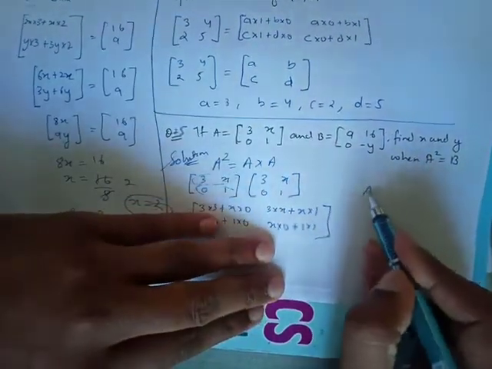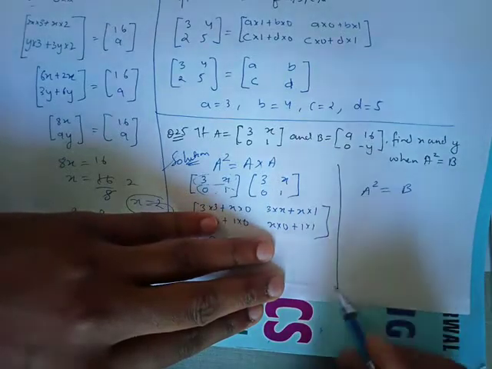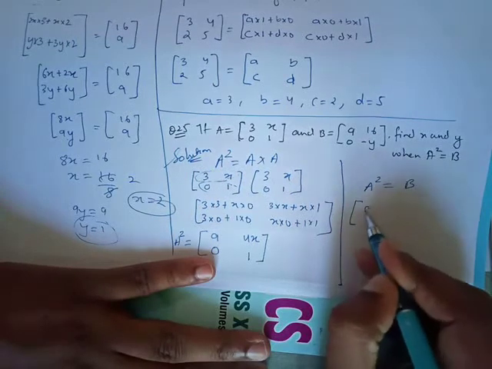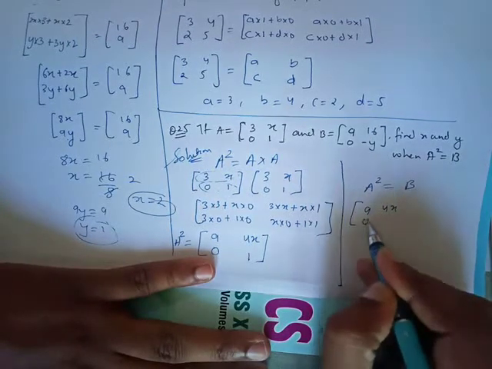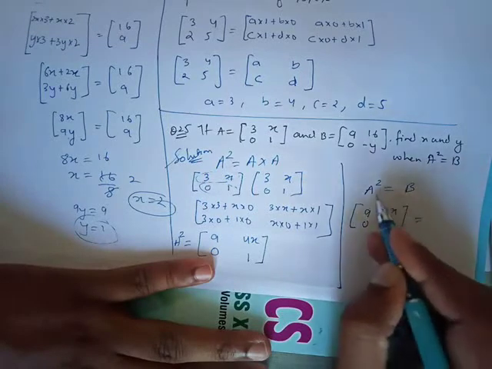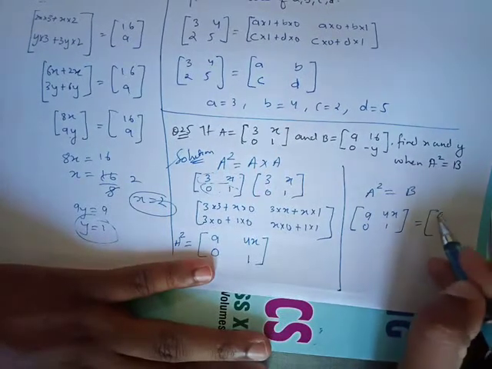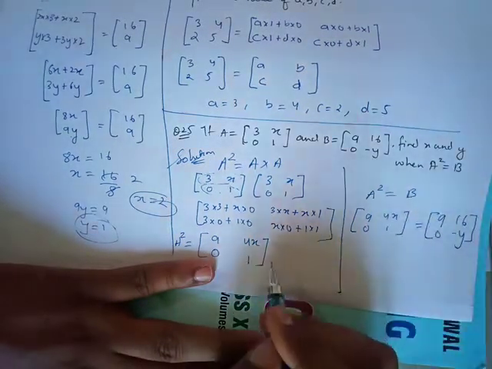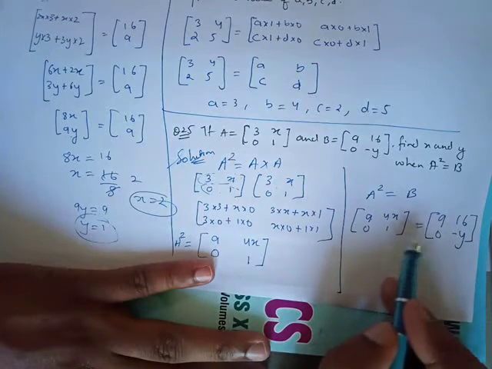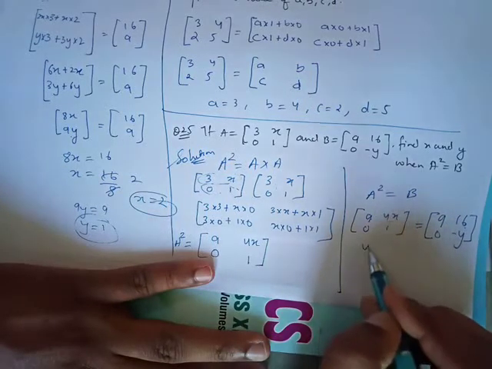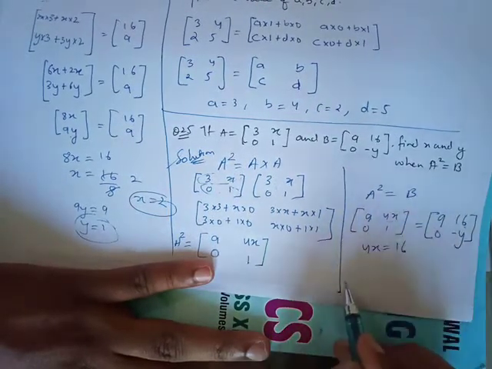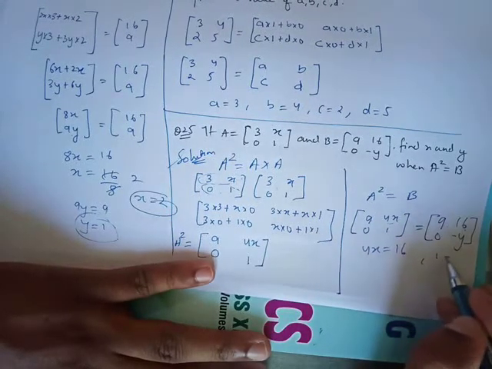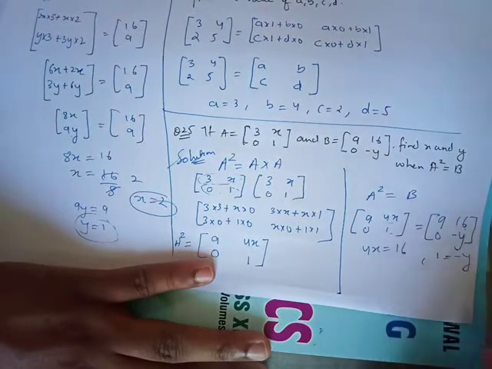So I'm going to keep a square equals to b. What is a? 9, 4x, 0, 1 equals to, this is the value of a square that I've written. What is the value of b that you have? 9, 16, 0, minus y, and then I'm going to compare. You can see this is equals to this, this is going to be equals to this. So 4x equals to 16 I can write, and I can also write 1 equals to minus y because this is equals to this.